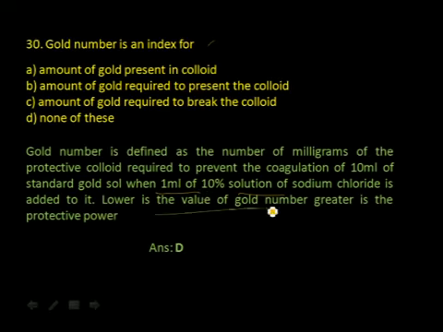The lower the value of gold number, definitely the protective action is more. Therefore, if we look into the options, amount of gold present in the colloid is not correct. Amount of gold required to prevent the colloid, no. Amount of gold required to break the colloid, no way. These things are not the explanation for gold number, and therefore the correct option is none of these.